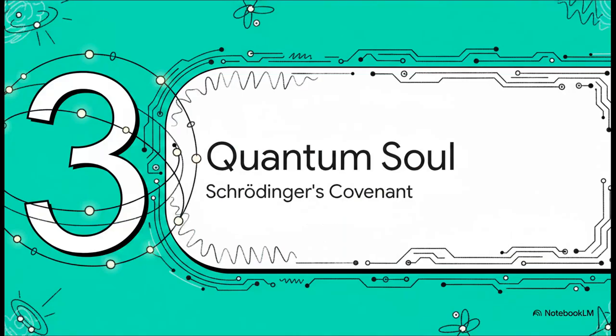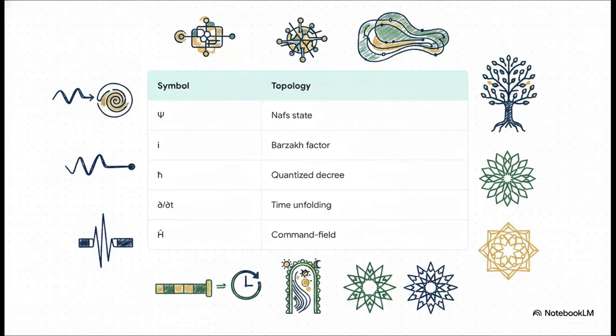All right, let's level up a bit. Section 3, the quantum state of the soul and Schrödinger's Covenant. This is where things get really fascinating. When you place the famous Schrödinger equation next to Qur'anic topology, the parallels are wild. The equation perfectly describes state evolution, mirroring reader state motion.